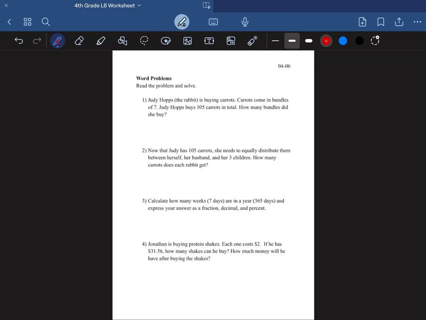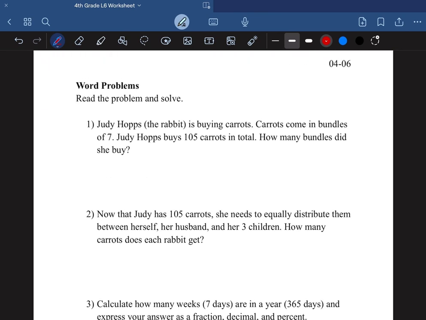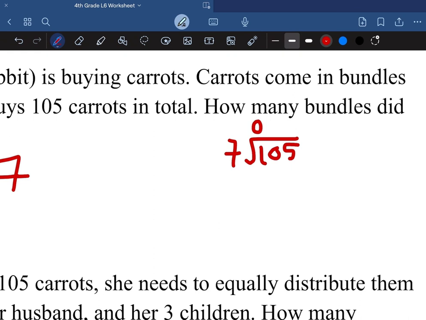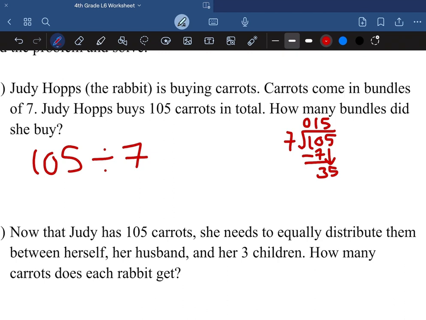Word problems. Read the problem and solve. Number 1. Judy Hopps the rabbit is buying carrots. Carrots come in bundles of 7. Judy Hopps buys 105 carrots in total. How many bundles did she buy? So here we basically divide 105 by 7. 7 goes into 1 0 times. 7 goes into 10 1 time. 10 minus 7 is 3. We bring the 5 down. 7 goes into 35 5 times. So the answer will be 15 bundles.